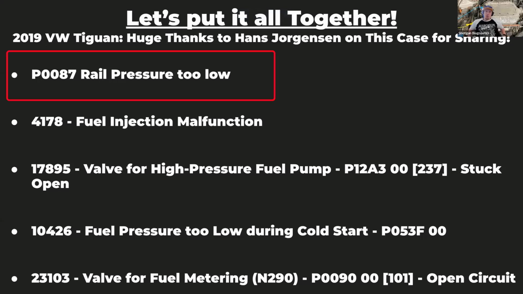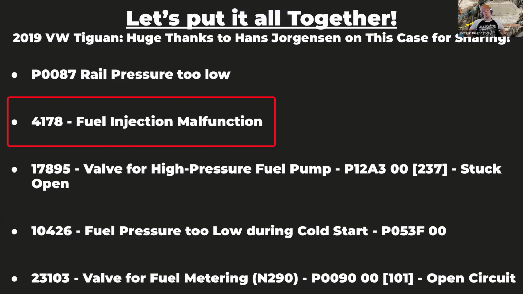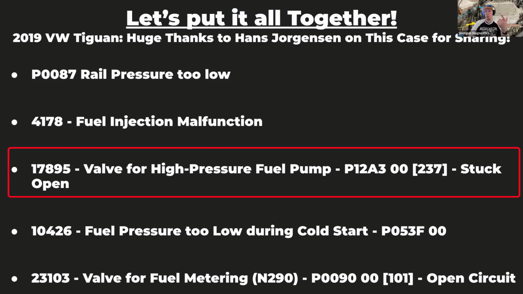It had rail pressure too low, fuel injection malfunction, a generic code. Now, he scanned this with a VCDS Rostec, which I've had more and more mixed results with on newer vehicles as far as the accuracy of the fault codes it's pulling. That's probably a function of after they switched over to UDS, there's been more and more muddy waters about what it's pulling for data. Valve for high pressure pump or fuel pump stuck open. That was the code that I thought was really interesting.